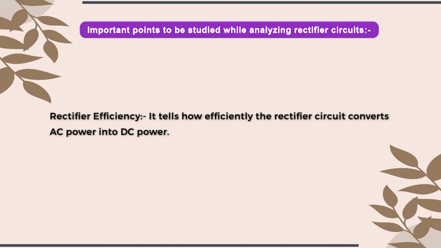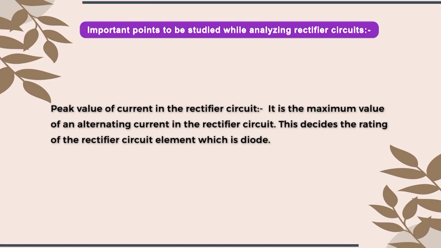It tells how efficiently the rectifier circuit converts AC power into DC power. Next is peak value of current in the rectifier circuit. It is the maximum value of an alternating current in the rectifier circuit. This decides the rating of the rectifier circuit element, which is the diode. So, this parameter is very important, as the diode is connected in a rectifier circuit.